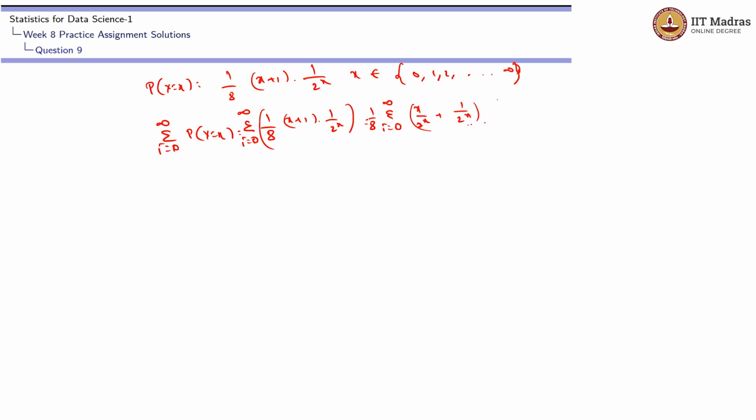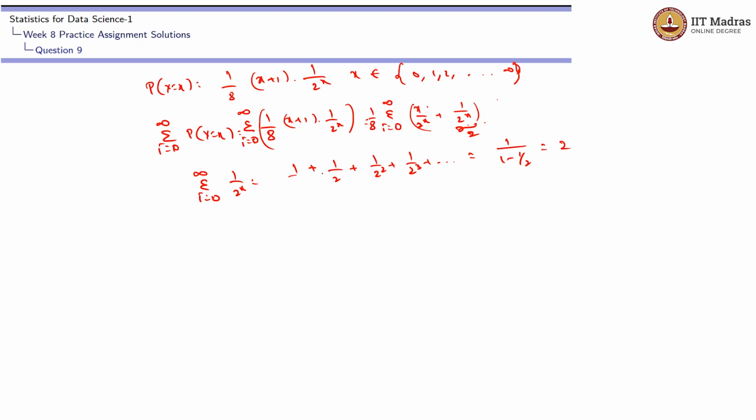We know the sum of this 1 by 2 power x, so let us solve for that. Sigma from x equals 0 to infinity of 1 by 2 power x is 1 plus 1 by 2 plus 1 by 2 square plus 1 by 2 cube and so on, which equals a by 1 minus r. Here a equals 1 and r equals half, so it is 1 by 1 minus 1 by 2, which equals 2. So this particular value is equal to 2.